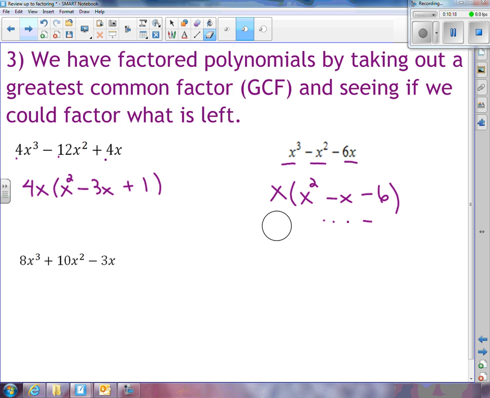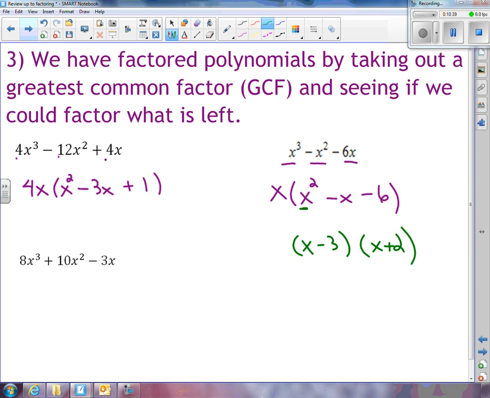So, are there two numbers that multiply to negative 6 and add to negative 1? And yeah, the two numbers are negative 3 and 2. Because there's no number in front of this x squared, I don't have to worry about the whole factor by grouping thing. I can just do the shortcut. So the two numbers that do that are negative 3 and 2. So I can just jump to that answer. Don't forget to bring this x down.